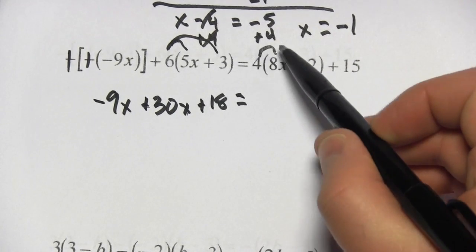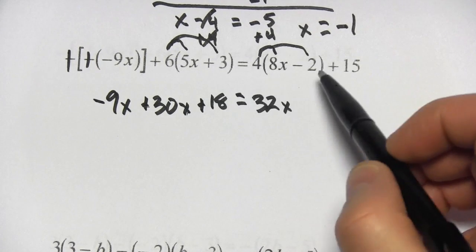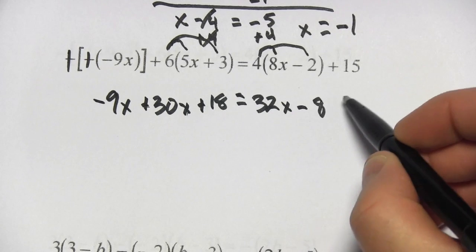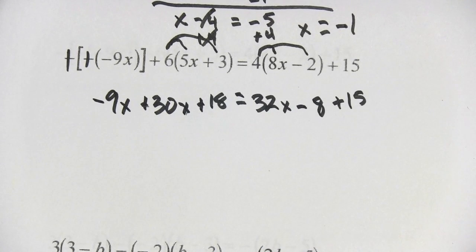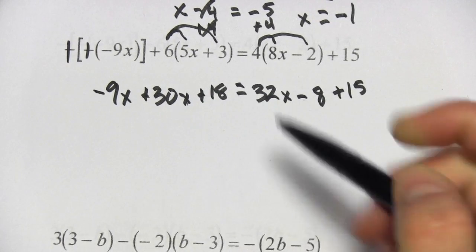Let's go ahead and distribute here too. 4 times 8, that's 32x. 4 times -2 is -8, and then plus 15. All right, still pretty tricky looking, but definitely better. Let's combine our like terms.